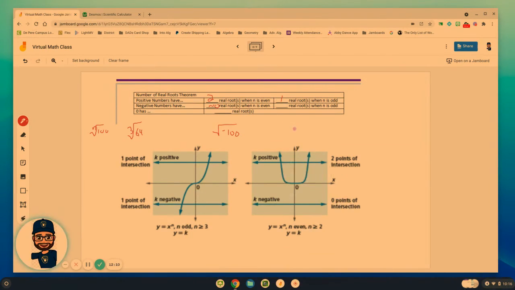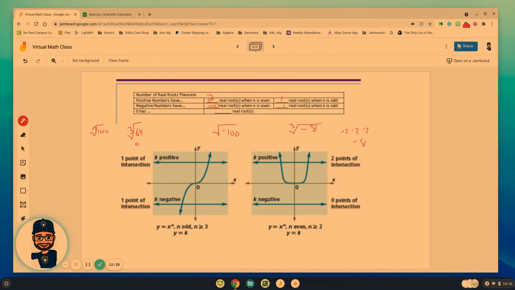Whereas if it's odd, let's say negative 8, and we'll try the cubic root of negative 8. Underneath is a negative number, and I have an odd root, we will have one solution, because negative 2 times negative 2 times negative 2 is negative 8. Three negatives multiplied together are still going to give us a negative. And so we get that one real root.